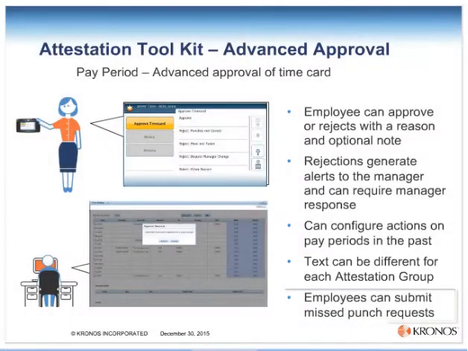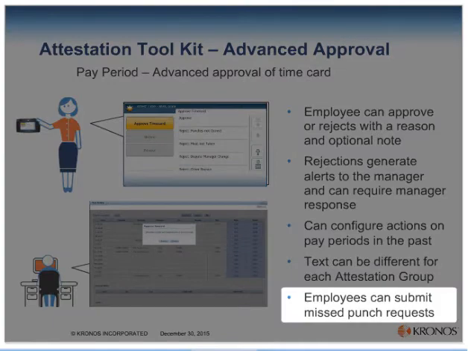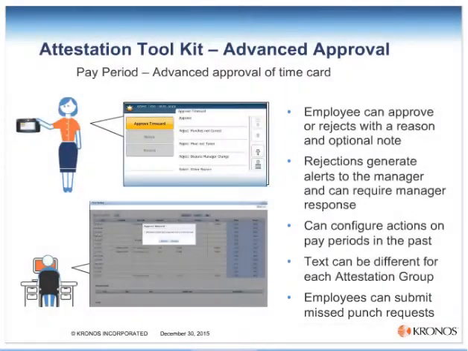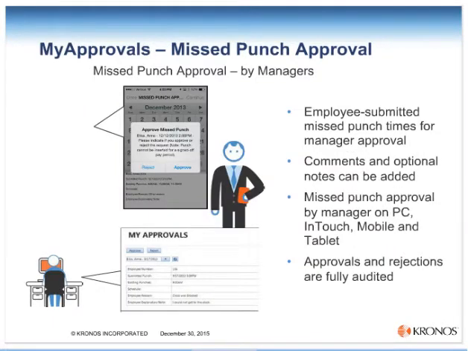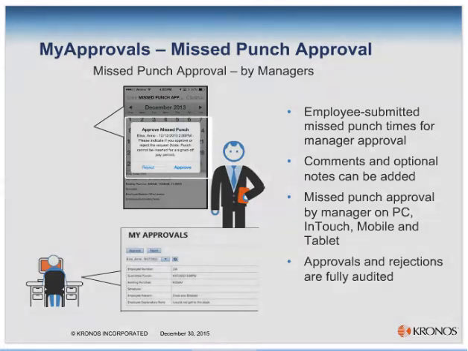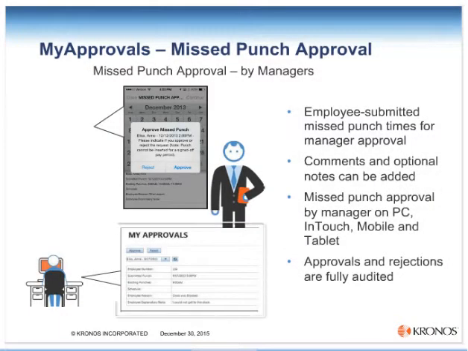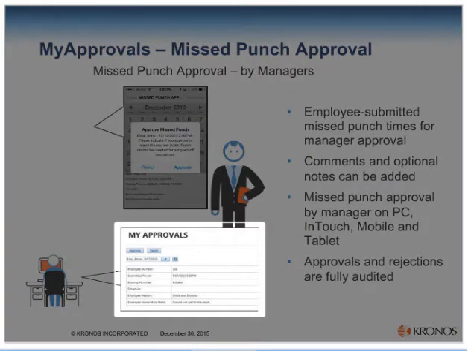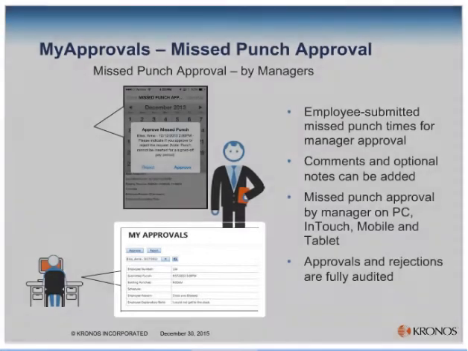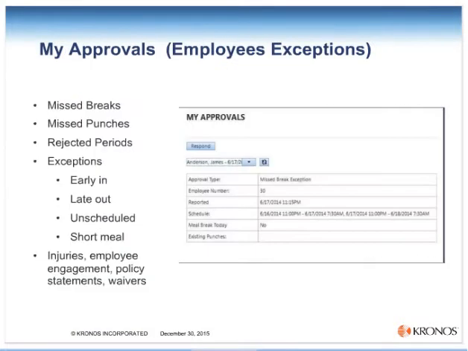And while performing their daily time review, employees can also submit requests for missing punches. After an employee has submitted a missed punch request, that request is routed to the manager, who can access that through any platform, mobile, InTouch, tablet, or PC, and respond appropriately. The approval of missed punches is accomplished through the MyApprovals workspace.